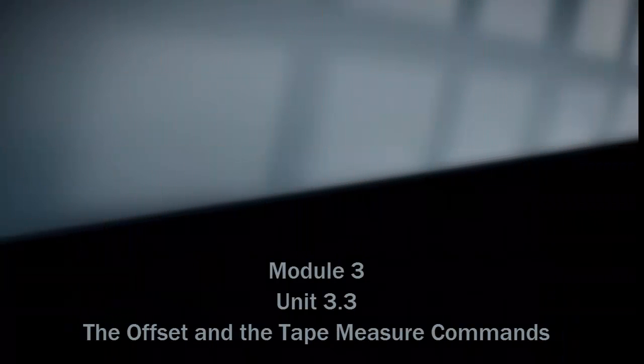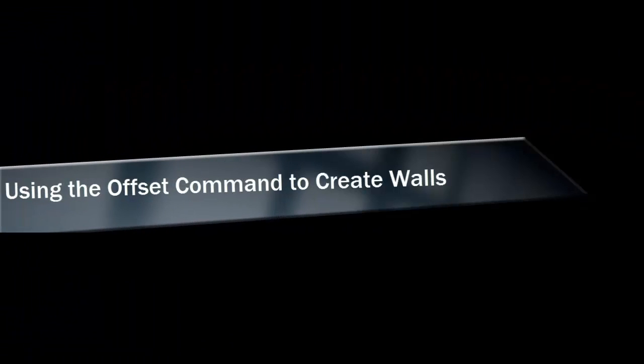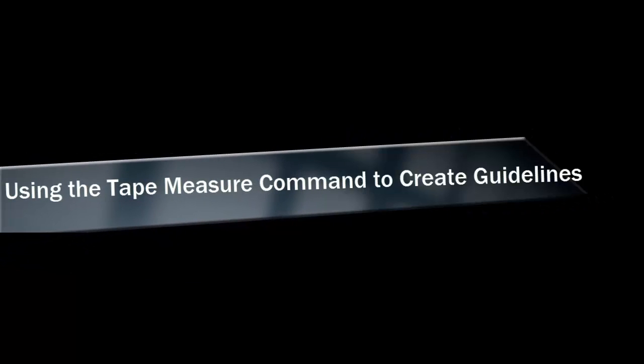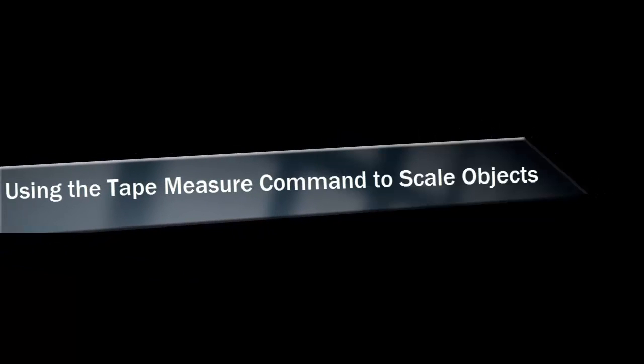This is Module 3, Unit 3.3, the offset and the tape measure commands. Today, we will be using the offset command to create walls. We'll be learning how to use the tape measure command to create guidelines. And finally, we will be using the tape measure command to scale our objects.